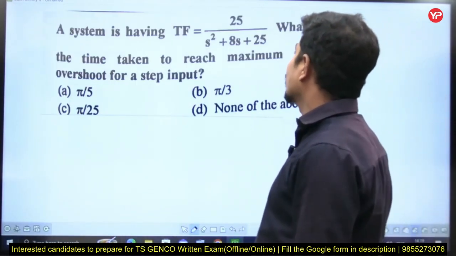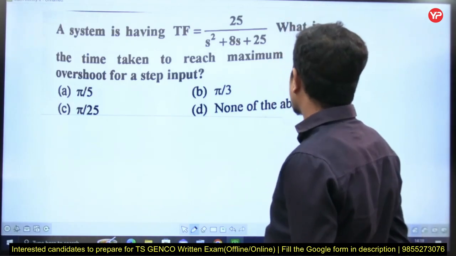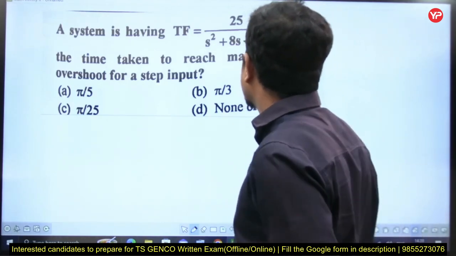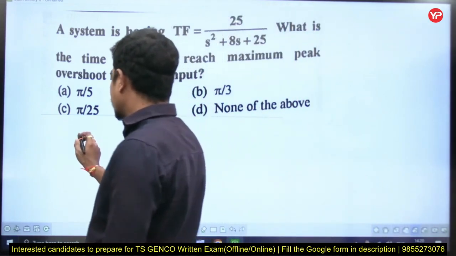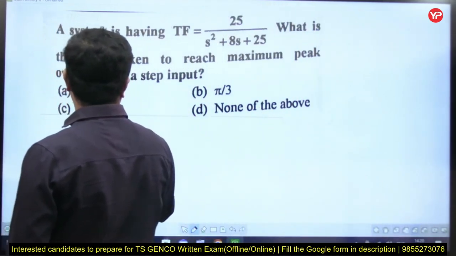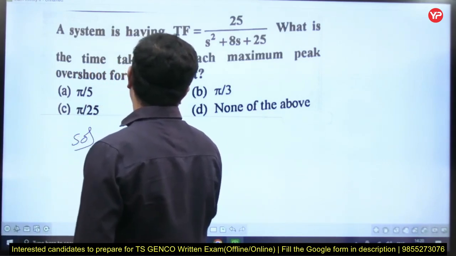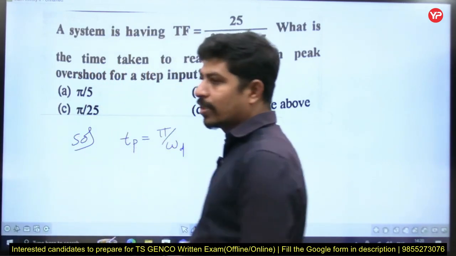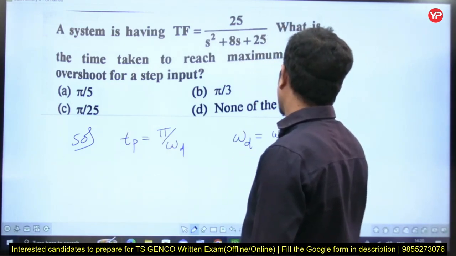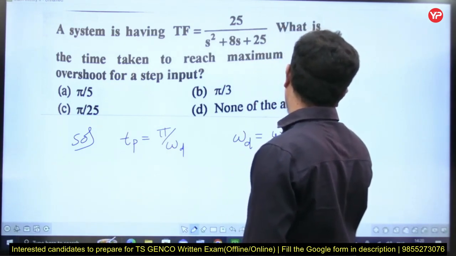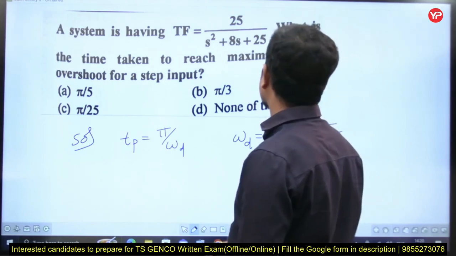A system has transfer function 25 by s square plus 8s plus 25. What is the time taken to reach the maximum peak overshoot for a step input? That formula is Tp is equal to pi by omega d. What is omega d? Omega d is equal to omega n into root of 1 minus zeta square.